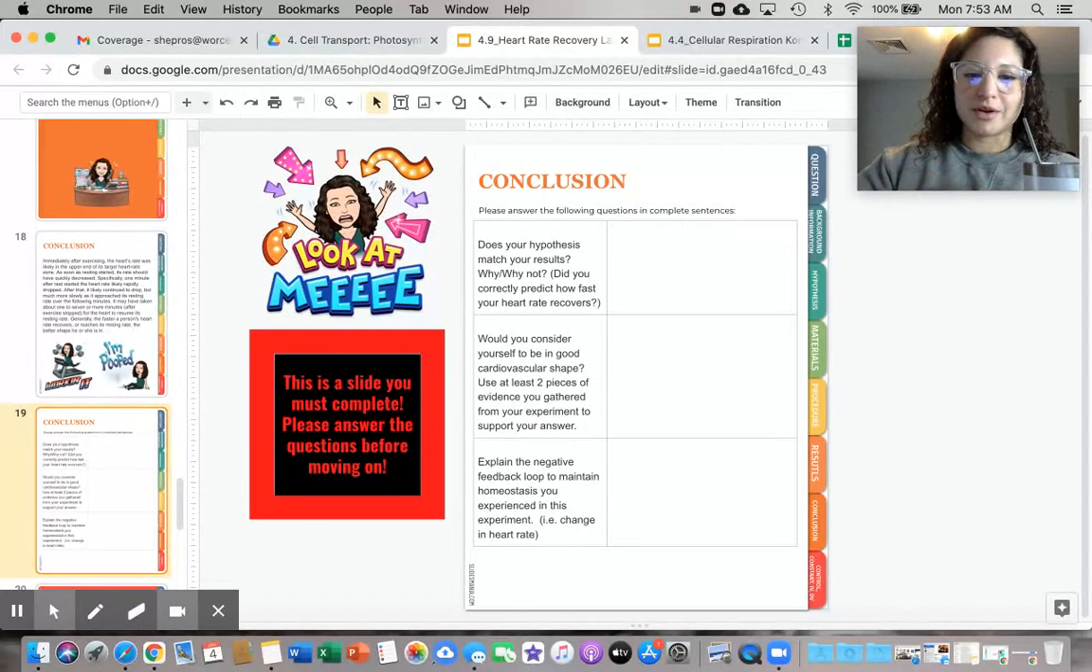So we explain starting out, the body doesn't require as much oxygen because we are not doing physical activity. When we start doing physical activity, our body needs more oxygen, which means our heart has to beat faster to deliver that oxygen to our cells. After the body is done exercising, the cells no longer need as much oxygen, so the heart can recover or slow down back to its original starting heart rate. That would be your negative feedback loop right there.